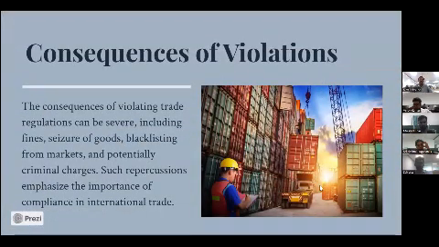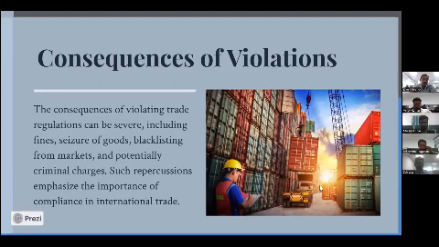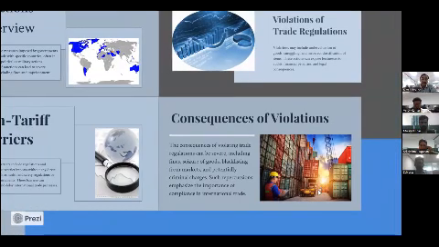Consequences of violations. Consequences means we have to face the music, face the situation. The consequences of violating trade regulations can be severe, including fines, seizure of goods (seizure means withholding the goods), blacklisting the company from markets, and potentially criminal charges. Such repercussions emphasize the importance of compliance in international trade.